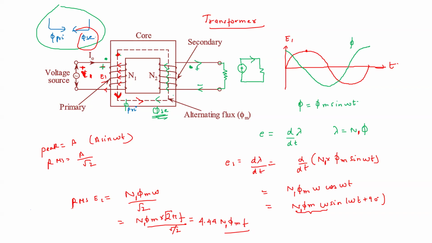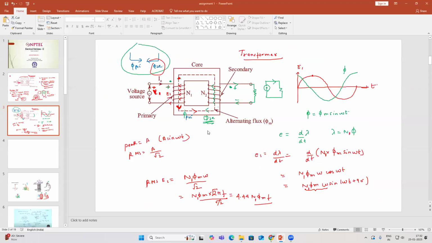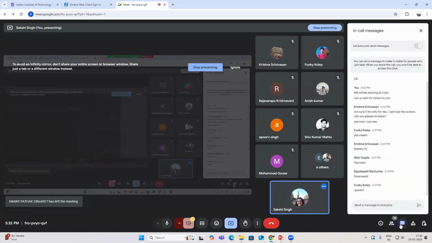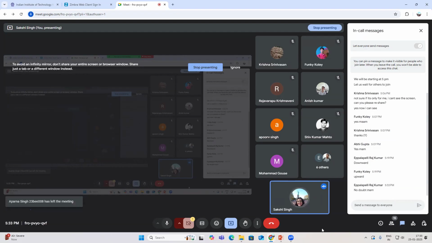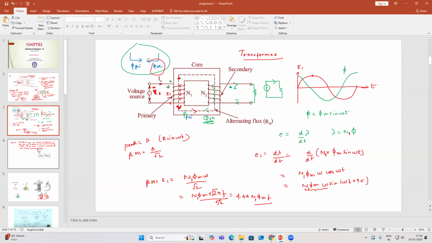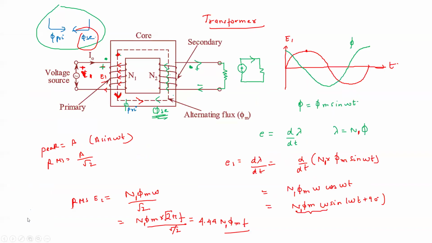Is there any doubt? Because this was a very important concept, so it has to be clear, okay? Because aside from solving the problems, if someone asks you, then you should know these things, right? So is this clear? I hope this is clear. Okay, good. If there is doubt, please speak up, otherwise the doubt will remain. Okay, so now this is how the flux should be.